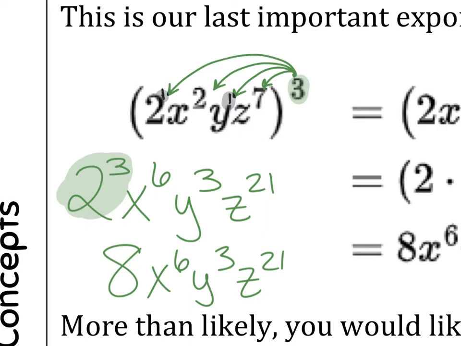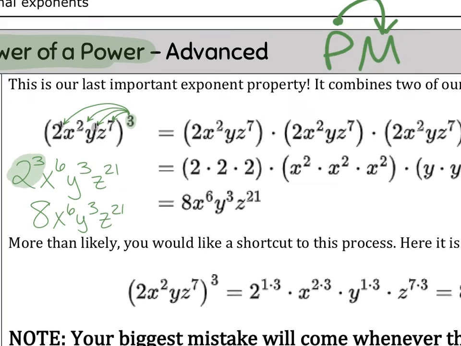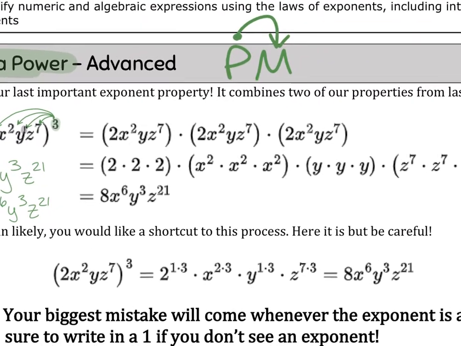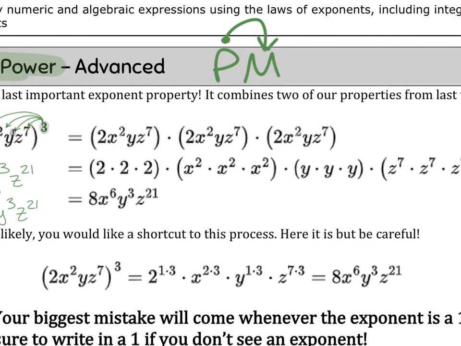And if you look at this example, they're going to show you why this happened. The exponent of 3 means that that parentheses is happening 3 times. You have this parentheses 1, 2, 3 times, which means you have 1, 2, 3 2's. 2 times 2 times 2, that's 8. You have 3 x squareds. 2 plus 2 plus 2 is 6. You have 3 y's, that's 3. And you have 3 z to the 7th, sorry, which is 7 plus 7 plus 7, that's 21.